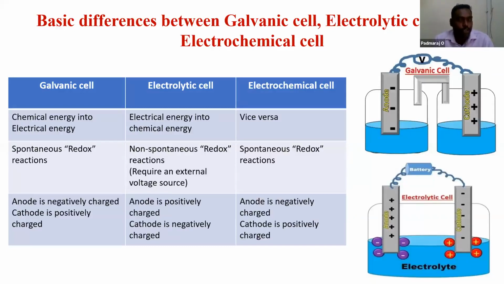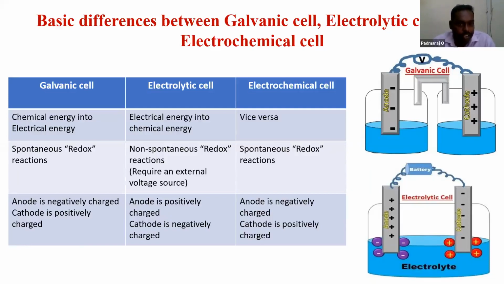That means charging. So we have to apply some external force. That is the basic difference between the galvanic cell and the electrolytic cell. Here in the electrolytic cell, we use only two electrodes, the standard electrodes, zinc and copper. But in galvanic cells, dissimilar electrodes can also be used.